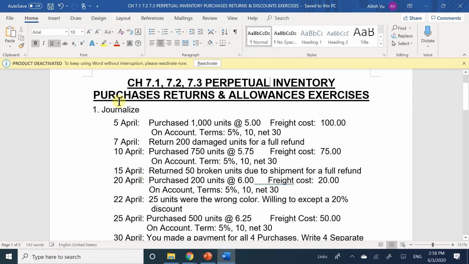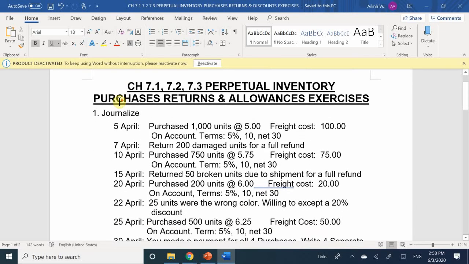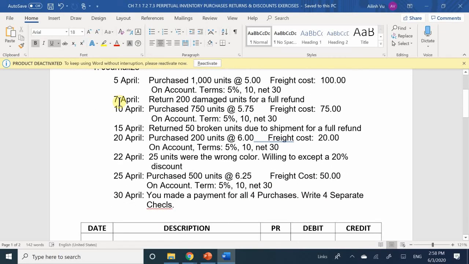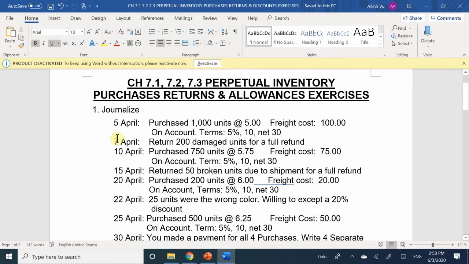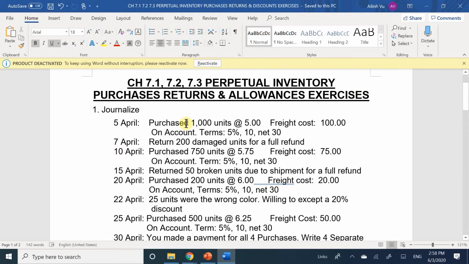Okay, here I have a scenario built for you guys. It's about a couple of transactions here and there. So let's go ahead and get started. Here we recognize that we purchased 1,000 units at $5 each. Freight is $100. On accounts payable, terms are 5/10, net 30.